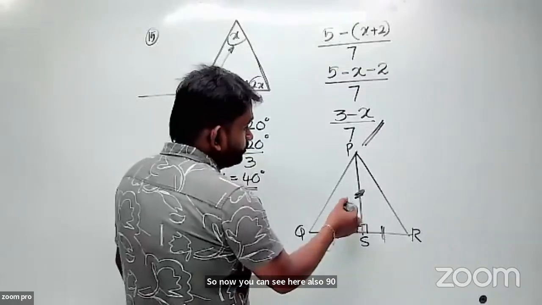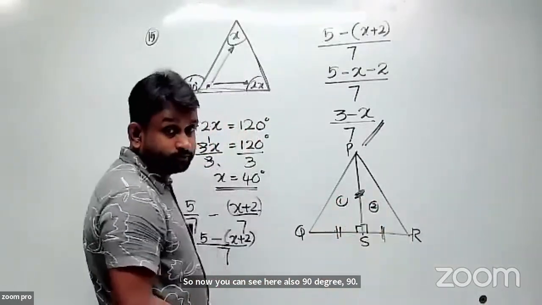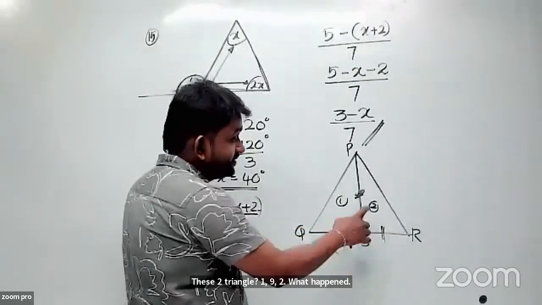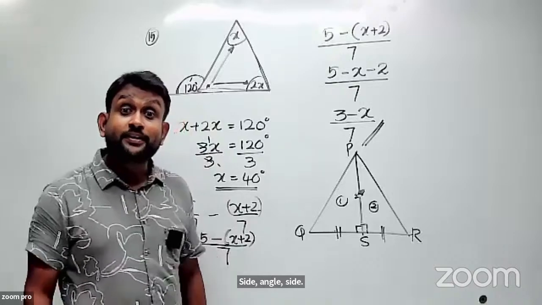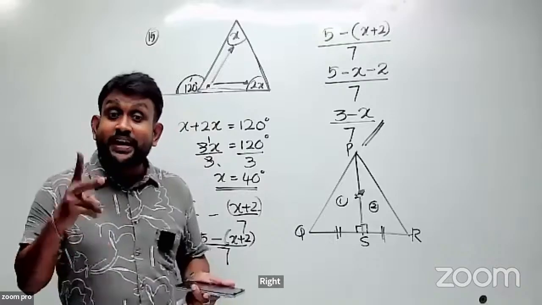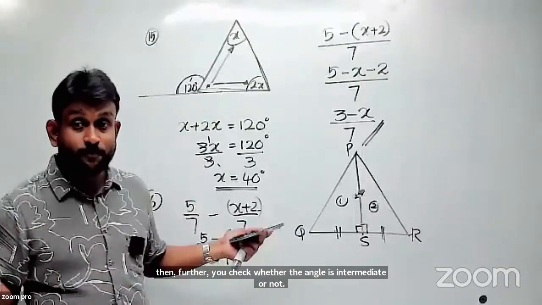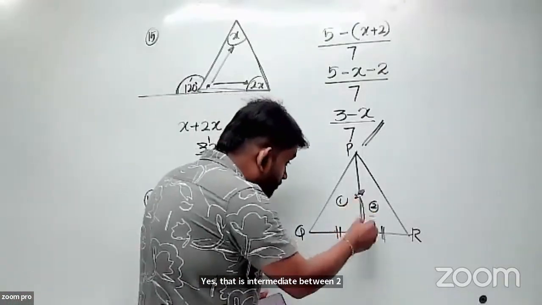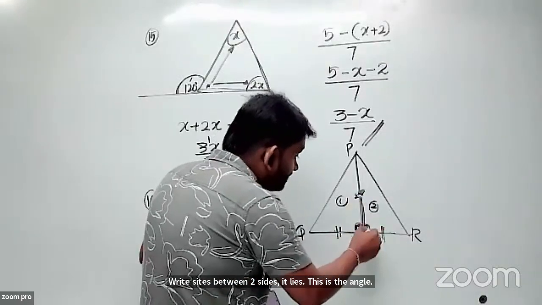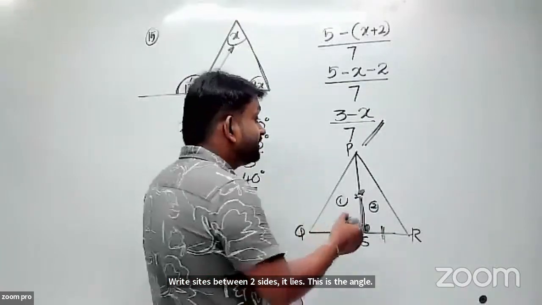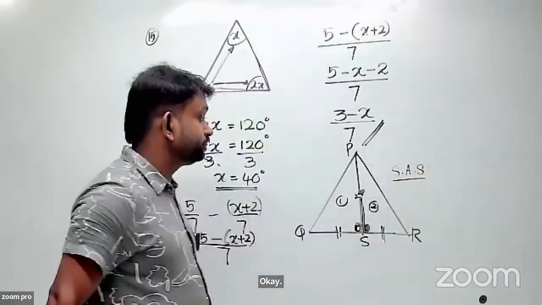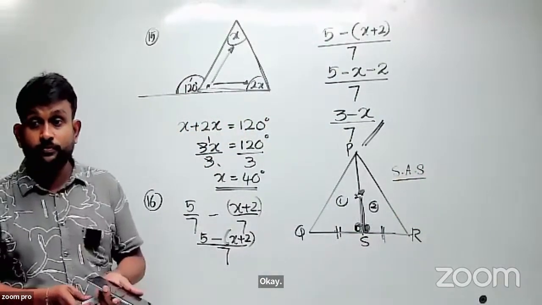Now check these two triangles 1 and 2, what happened? Side, angle, side. Here side, angle, side. Right. Then further you check whether the angle is the intermediate angle or not. Yes, that is intermediate between two sides. Right, it lies between two sides. This is the angle. Here between two sides it lies. Okay, now that is the case reference. SAS, side angle, side. Side angle, side. Okay.